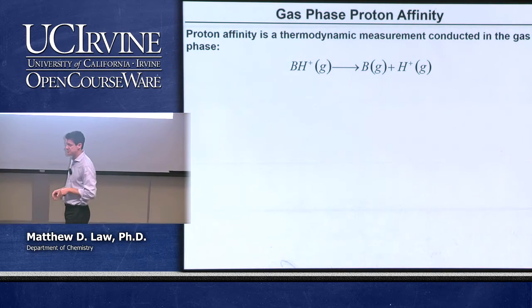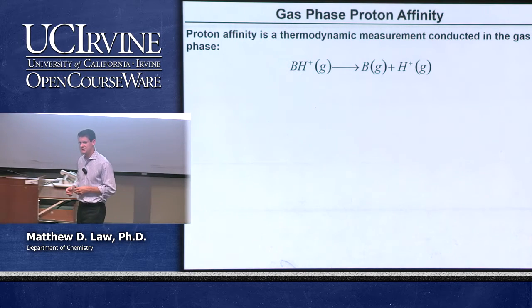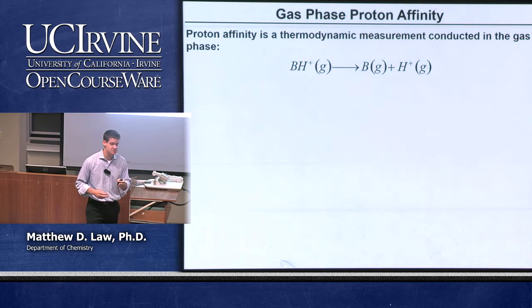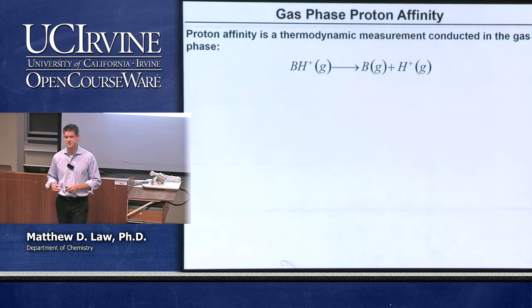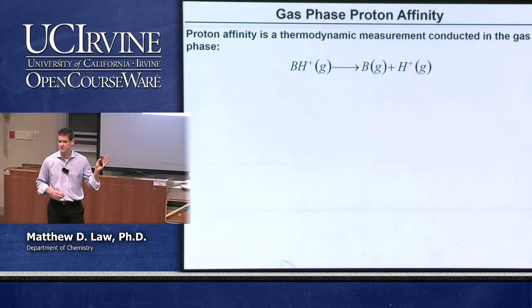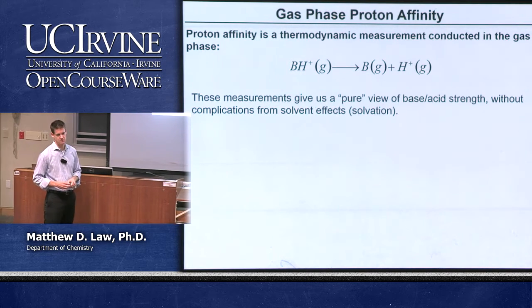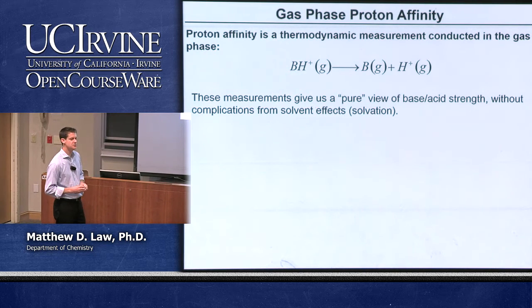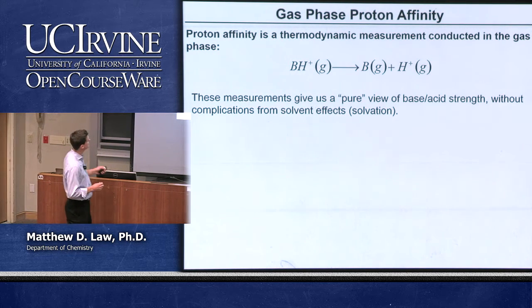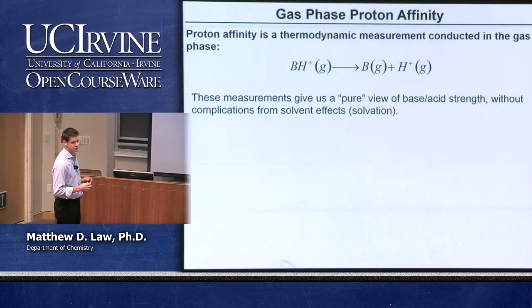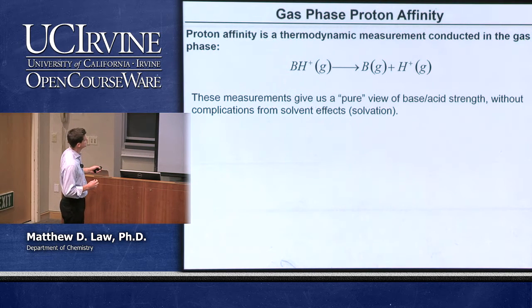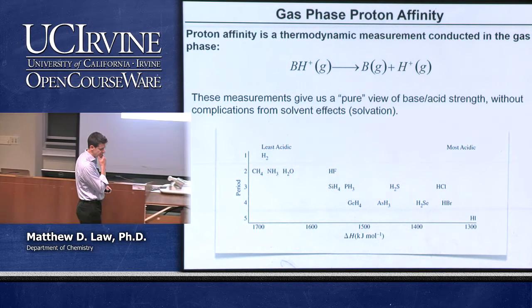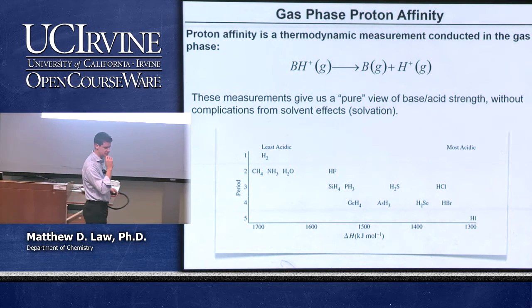Acid-base equilibrium constants have a lot to do with what the solvent is. You get very different values for acidity depending on what the solvent is. Here we don't have any solvent. So this is maybe the purest method that we can use to measure trends in acidity. We can consider this a pure view of the acid-base strength, free of solvation effects. This is a table of these proton affinities from your book.